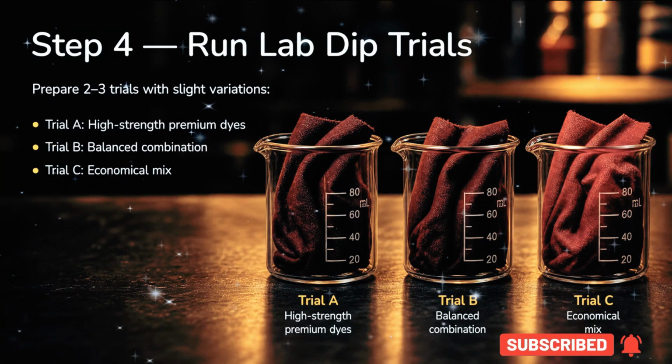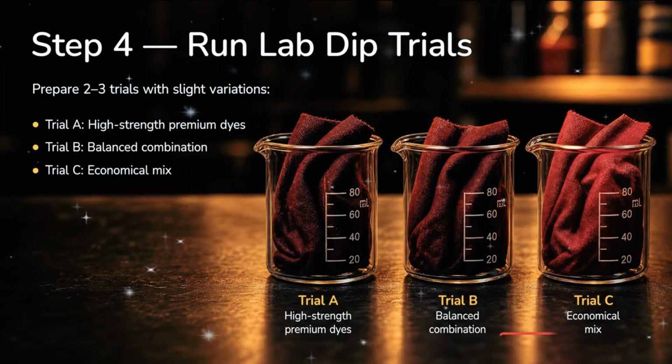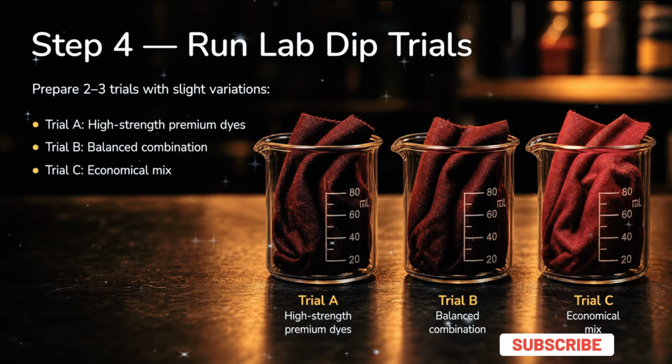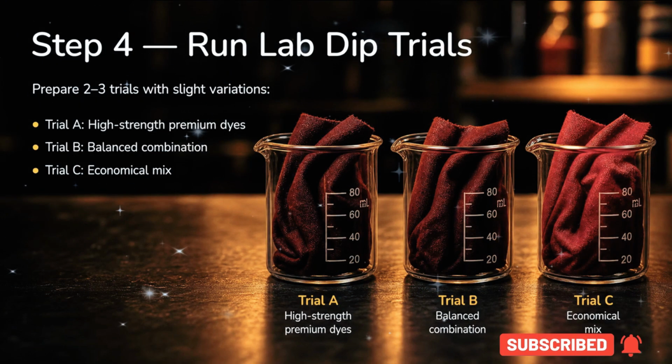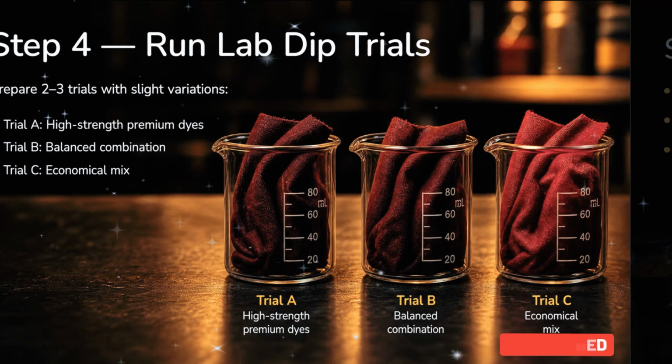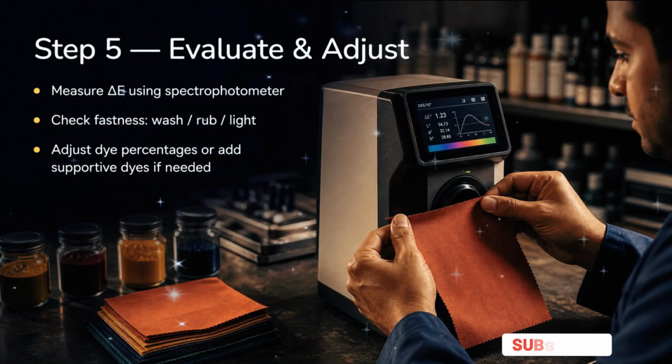Prepare 2 to 3 trials with slight variations, such as a high-strength premium dye trial, a balanced combination, and an economical mix. This helps determine the best blend for quality and cost. Step 5 is to evaluate and adjust the recipe.